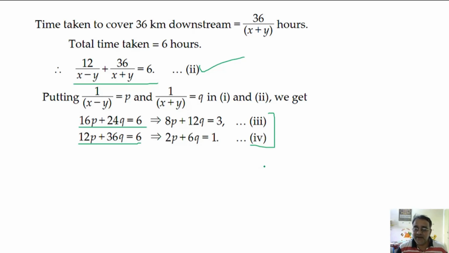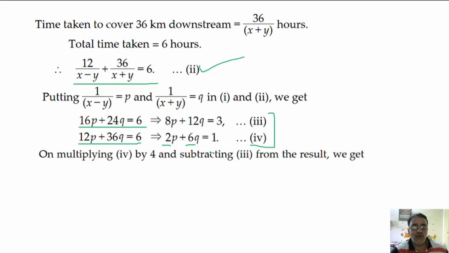Okay. Now here we can make any coefficient the same because all are positive. You can make the coefficient of p same by multiplying it by 4, or you can make the coefficient of q same by multiplying it by 2. Right. So we are multiplying 4 by 4 and subtracting 3 from the result. So what will you get if you multiply by 4?